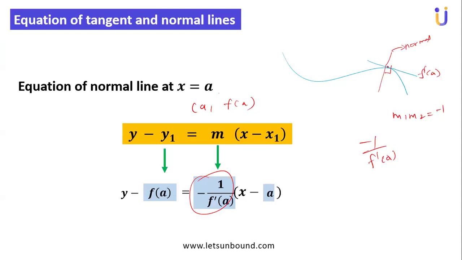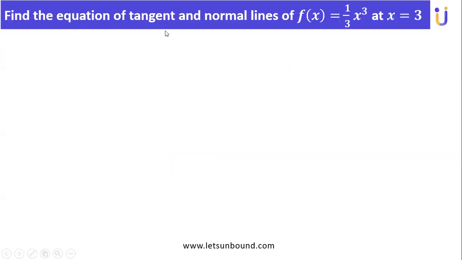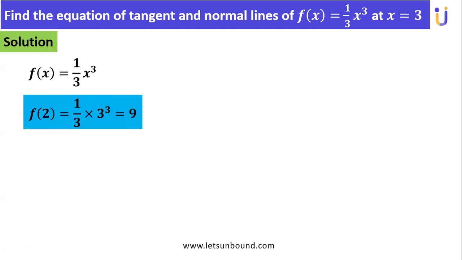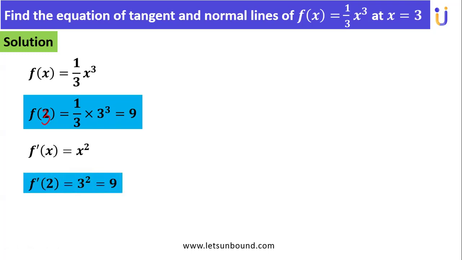Right? So that's simple. Now find the equation of tangent and normal lines of this function at x equal to 3. Very simple. Write f of x and find, because we need f of a and f dash of a. So f of 3 is one-third of 3 cubed, which simplifies to 9. And find f dash of x, and f dash of 3 would be 9.